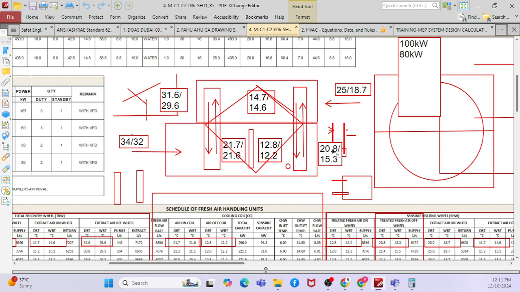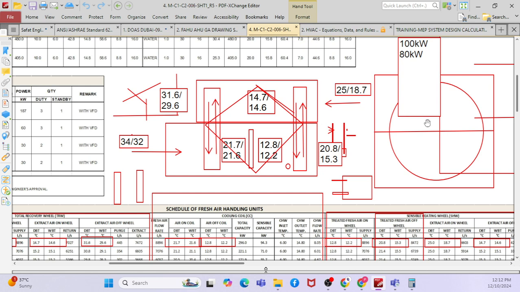Okay, so why is this return temperature much lower? You might ask me why it is 25 here and why it is 20.8 here. Say, for example, this particular FAHU will be used for multiple floors, right? Maybe this FAHU will be installed in the middle, on the 24th floor, and it will supply to the 50th floor. So the air is going from far away, and there will be a change in temperature of plus or minus 1 or 2 degrees Celsius, right?